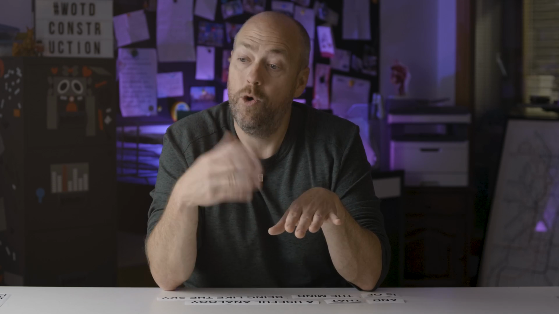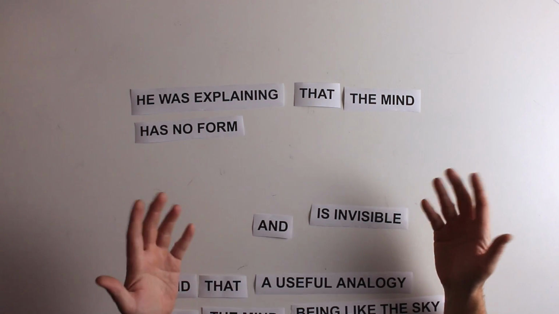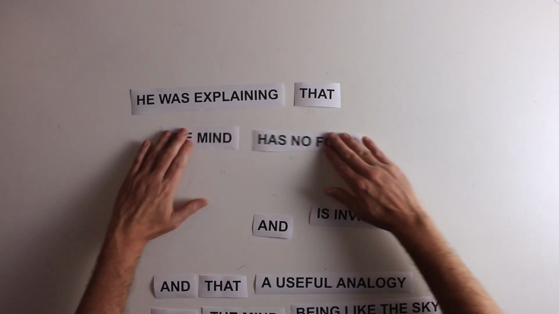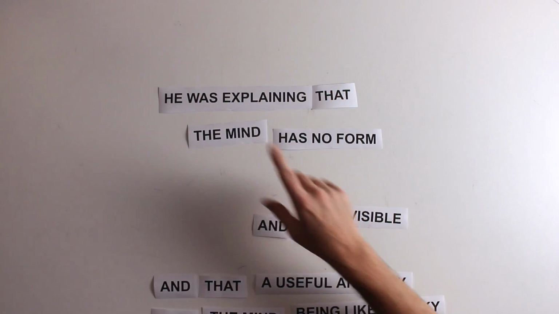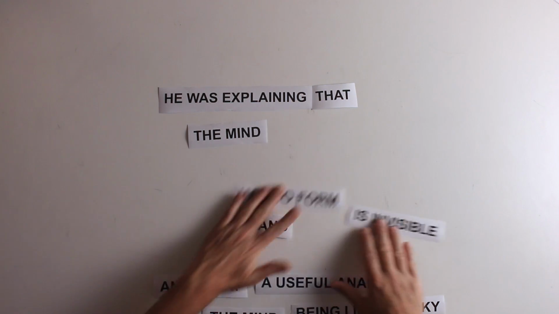If we have two parallel structures that are identical, we can eliminate that second copy of the parallel structure. We can eliminate any of that repetitive stuff that's identical. So maybe if you're a beginner, you would make this sentence, right? You would say, he was explaining that the mind has no form. Full stop. Then you make a new sentence. He was explaining that the mind is invisible. Full stop. Next sentence. Repeating, right?